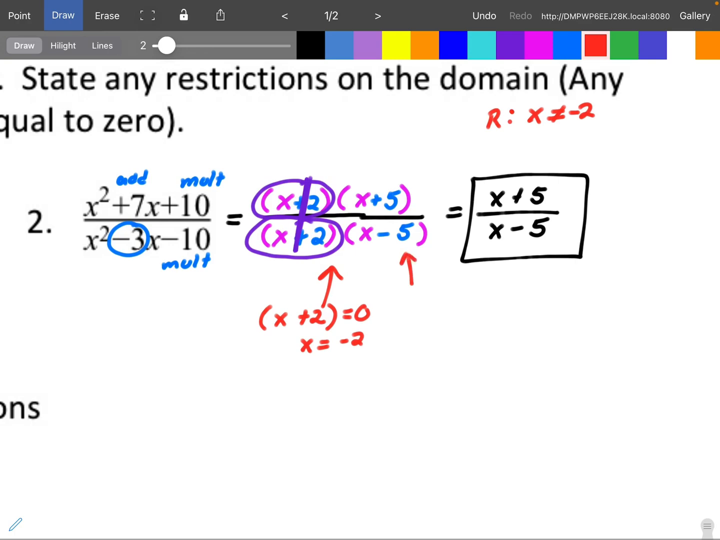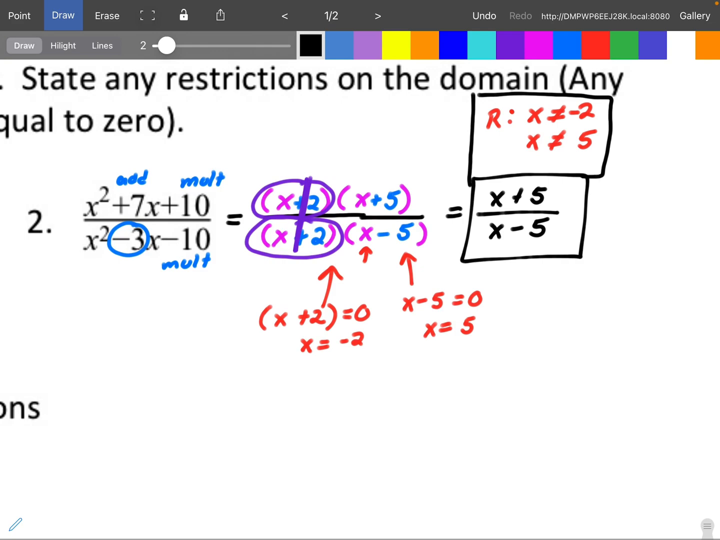Then I take the other factor from the denominator, which is x minus 5. I need to know what would make that equal 0, because we can't have that. And so that would be if x was positive 5. So if x was positive 5, then this factor would equal 0. So that tells me that x cannot equal positive 5. So then I want to include that in my answer.